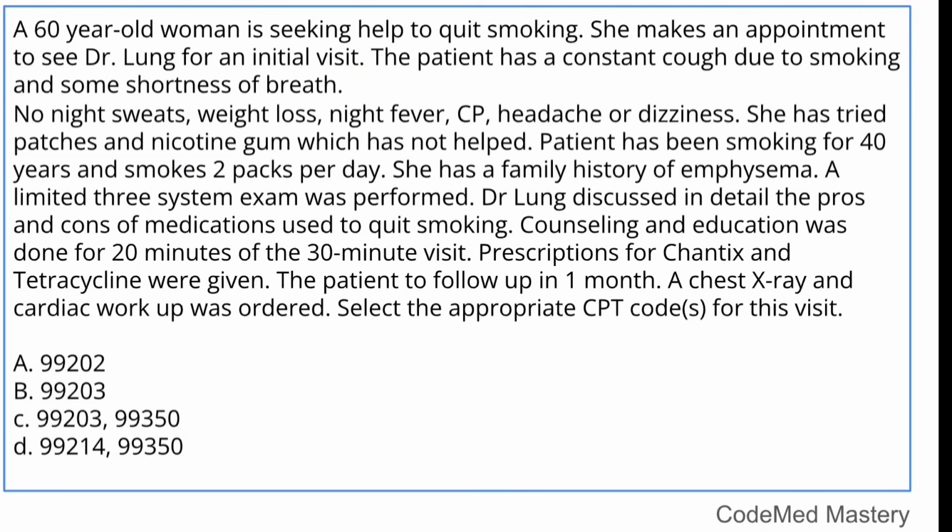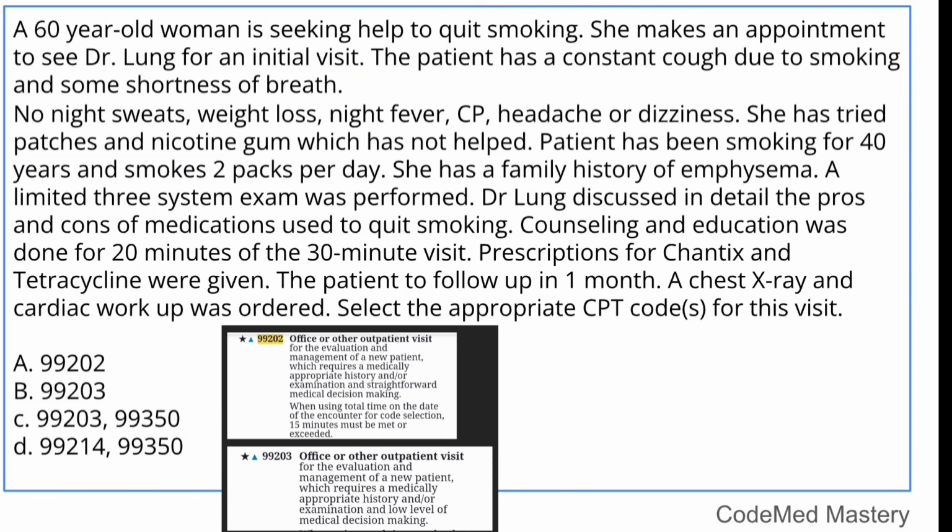This is a case study question. Let us check the codes first. Option A, 99202, is for an office or other outpatient visit for E&M of a new patient, which requires a medically appropriate history and exam and straightforward MDM. Time is 15 minutes, must be met or exceeded. Option B, 99203, is for an office or other outpatient visit for E&M of a new patient, which requires a medically appropriate history and examination and a low level of MDM. Time is 30 minutes, must be met or exceeded.